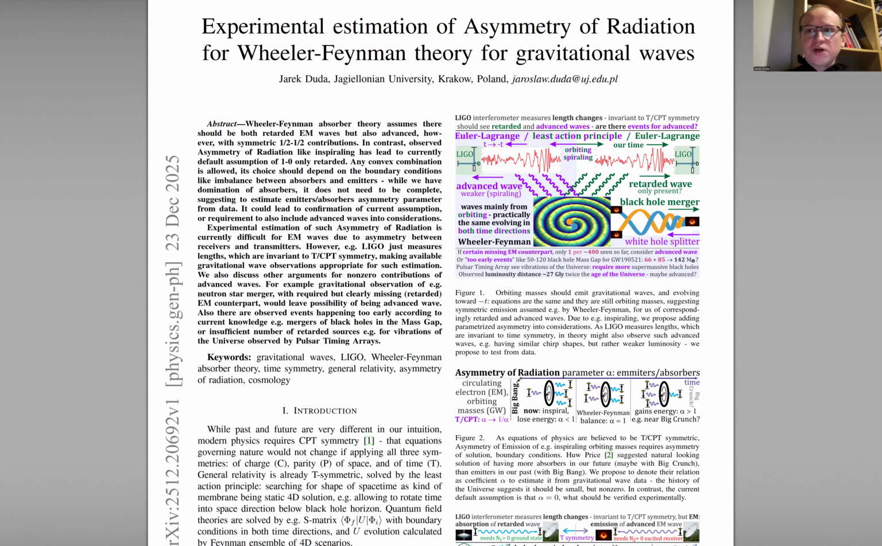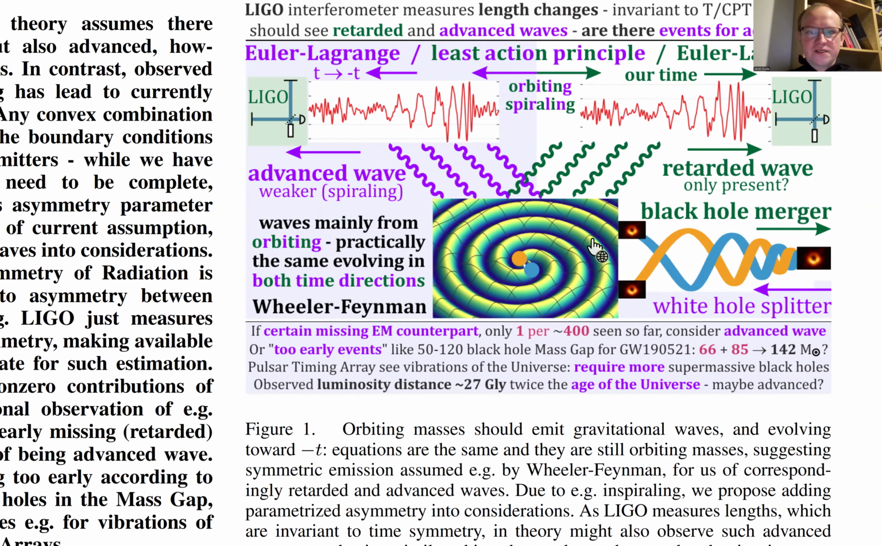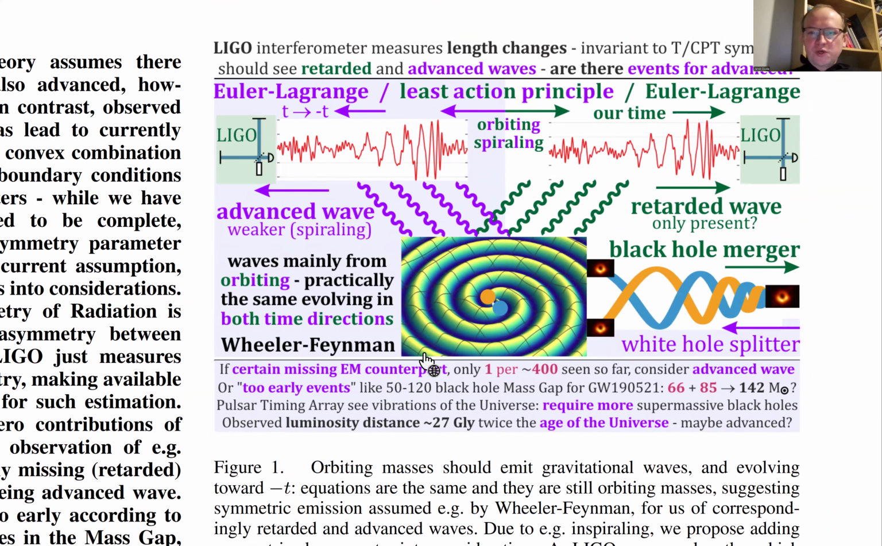Hello. So I briefly talk about this fresh archive paper about Wheeler-Feynman theory, which is very symmetric in emission, but from the perspective of asymmetry of radiation, there is required asymmetry for gravitational waves. So let us briefly look at the first diagram. Here we have two orbiting masses, like black holes, and they are emitting, it is assumed we observe them, these gravitational waves, the ripples in space-time.